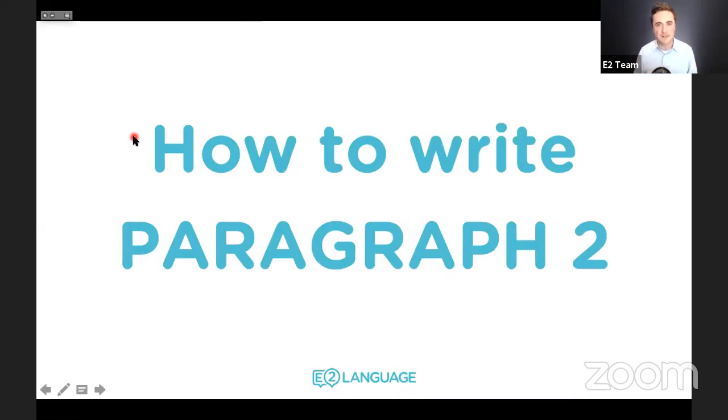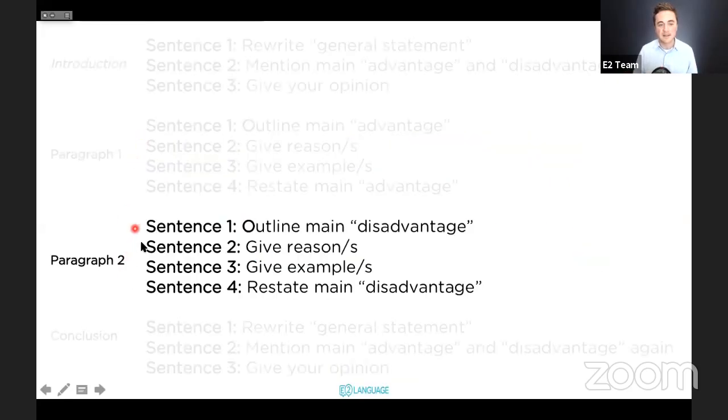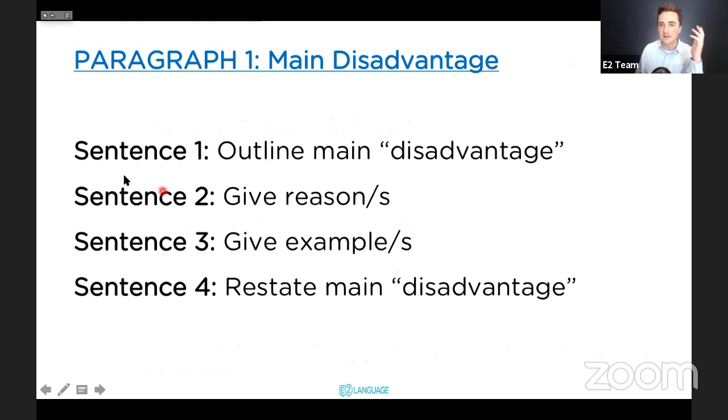How to write paragraph 2? Well, we're not going to write paragraph 2 because we just wrote paragraph 1. The structure's the same, but let's just have a look. It's the same thing. You outline the main disadvantage. So now we talk about the disadvantage. We give reasons, we give examples, we restate the disadvantage. So it's exactly the same as paragraph 1. Should say paragraph 2 here.